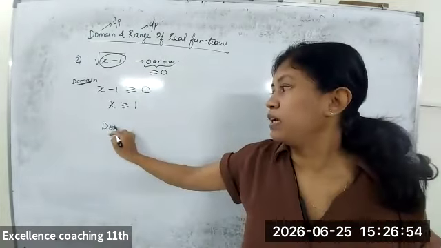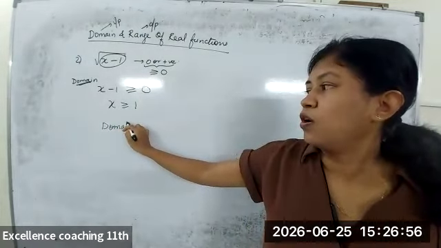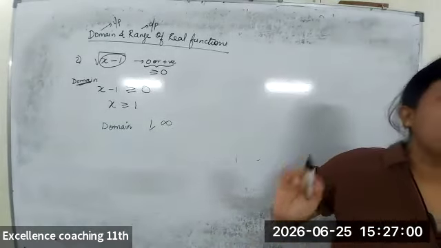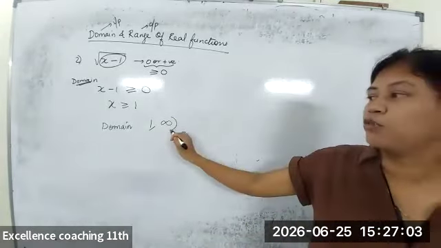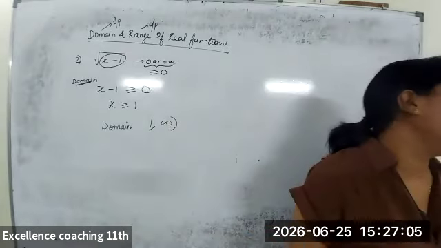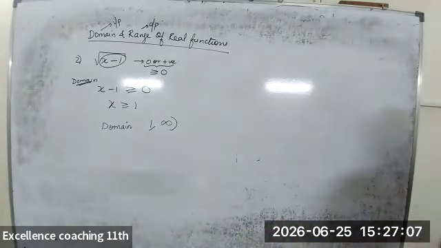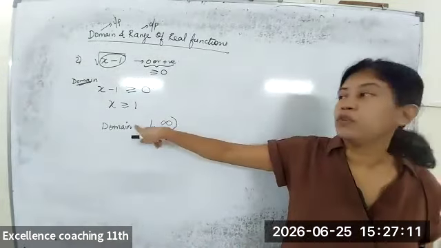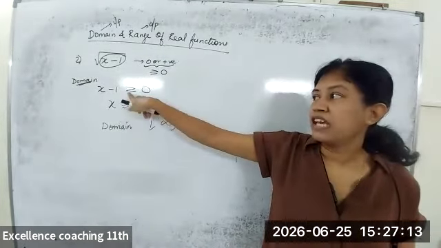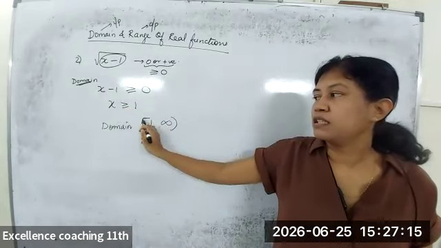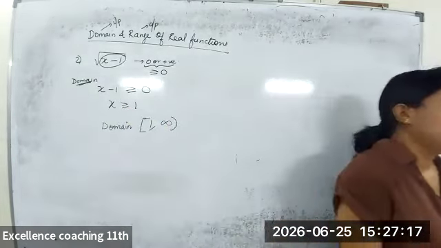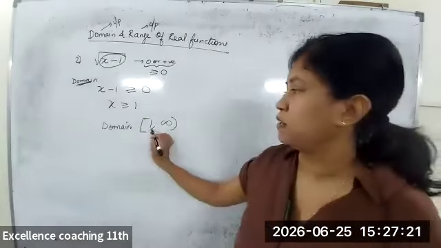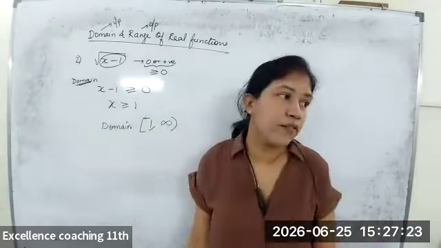So the domain will be all the numbers starting from 1 to infinity. I told you infinity will always have a round bracket, no need to think at all. Infinity is 100% a round bracket. Whether a round or square bracket goes at the other end depends on the sign. This is an equal to sign, and equal to sign means square bracket. So this is your domain. Understood? The numbers will start from 1 and go till infinity.